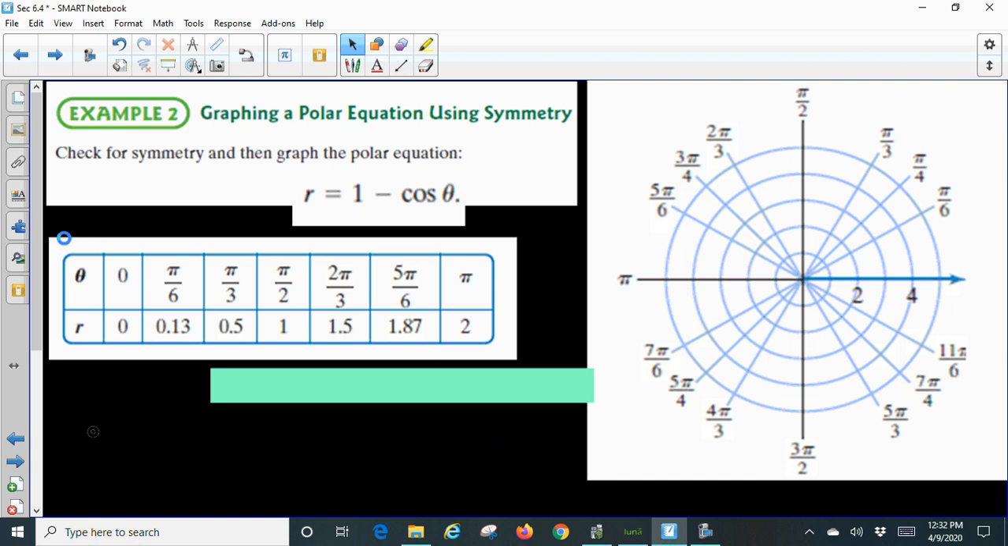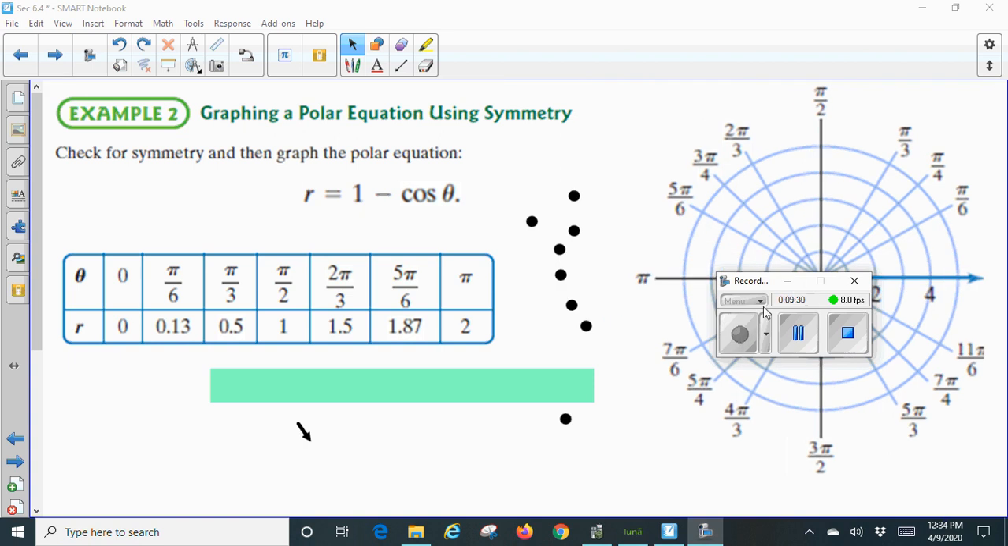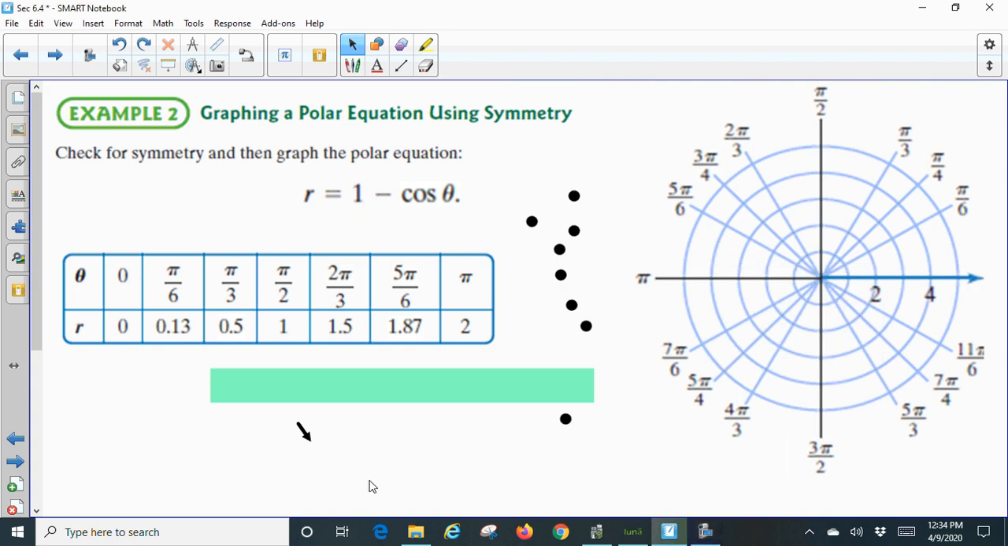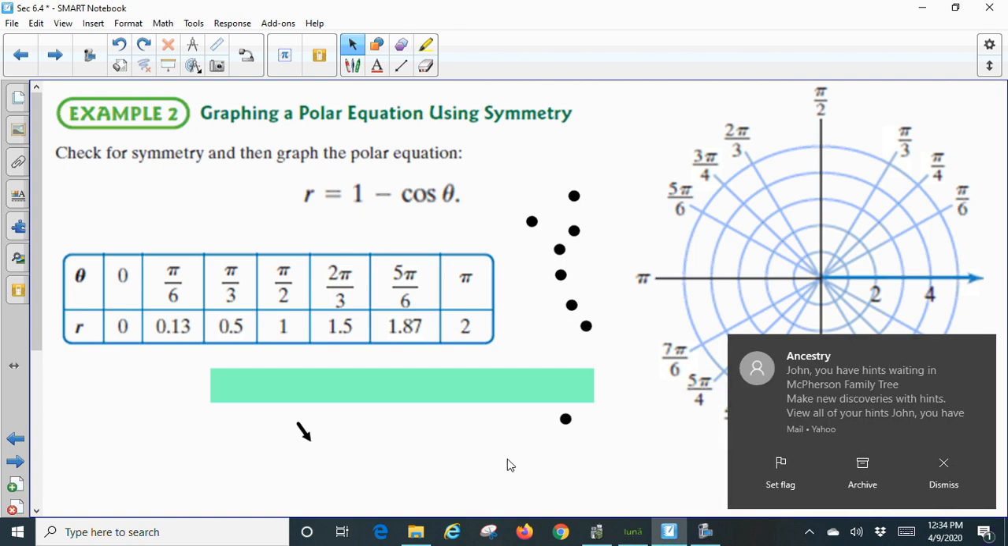Okay, something weird is happening with my computer, if you'll bear with me. Okay, now that I've fixed my computer issues, I have some points ready to plot.